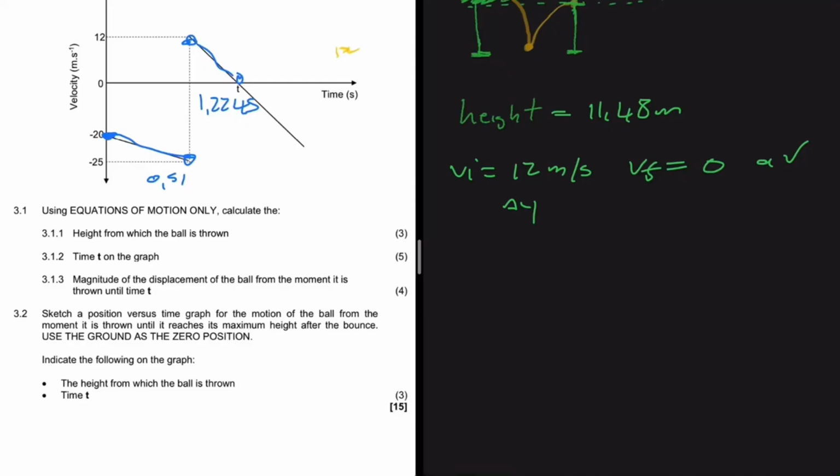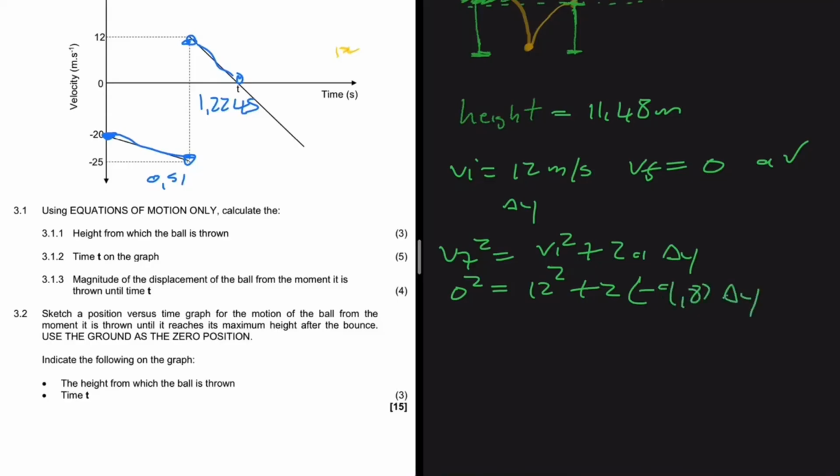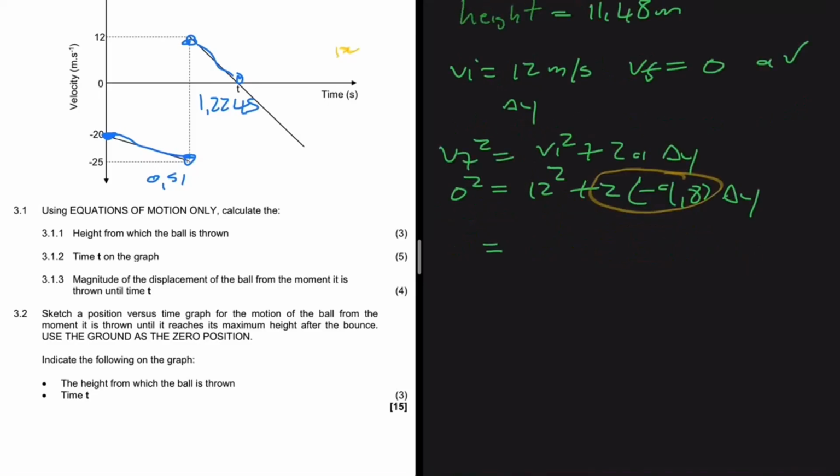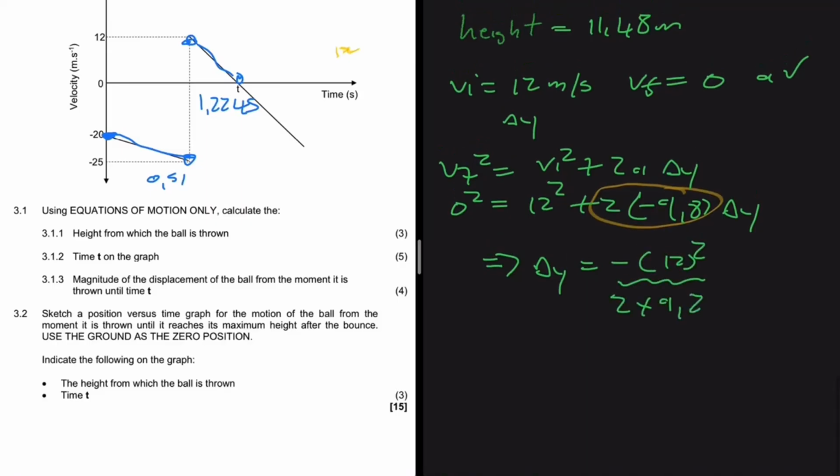So which equation of motion can we use? We're going to use VF squared equals VI squared plus 2a delta y. So VF squared, we have 0 squared, which equals VI squared, so that's 12 squared plus 2 multiplied by minus 9.8 delta y. It should be obvious. We're going to take 12 squared to the left hand side and divide both sides by this coefficient here. If we do that, we're going to get delta y equals minus 12 squared divided by 2 multiplied by 9.8.